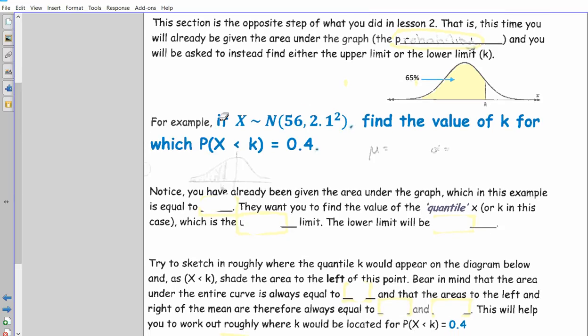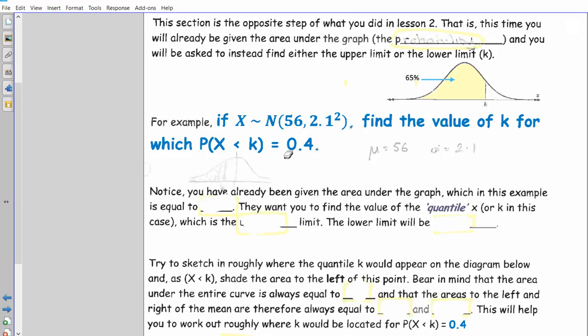So for example, if x is normally distributed with a mean of 56 and a standard deviation of 2.1, find the value of k for which x is less than k, for which basically the probability, the area under the graph, is 0.4. So two things we can write out from this information: the mean is 56 and the standard deviation is 2.1. Remember, it's not 2.1 squared, it's 2.1. And we've got this little picture down here.